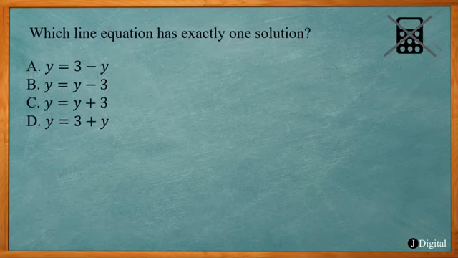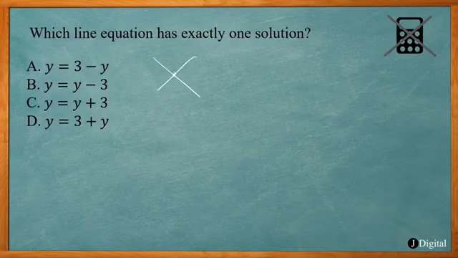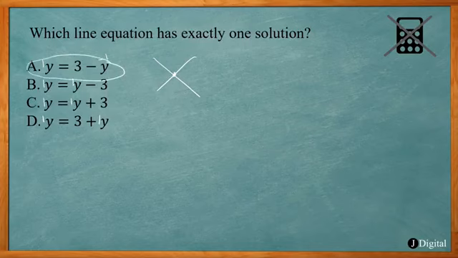So this one reads, which line equation has exactly one solution? Like we said before, one solution means you need to have different slopes. So in this first one, 1y, you can say that's a slope of 1, 3 minus y, a slope of negative 1. Over here it's 1 and 1, 1 and 1, 1 and 1. So this first one is the only one where they have different slopes. You got 1y on the left and negative 1y on the right. So our answer here is A.